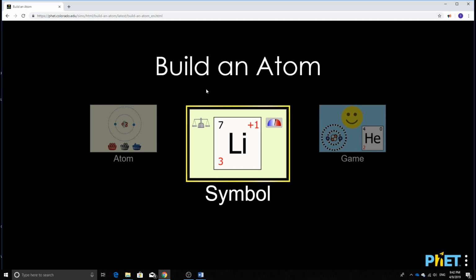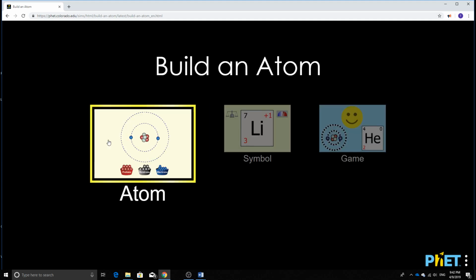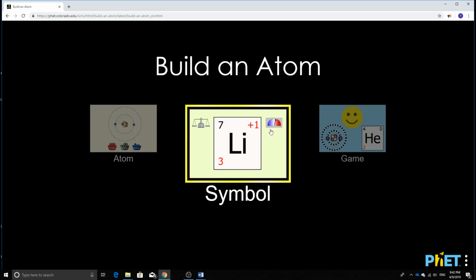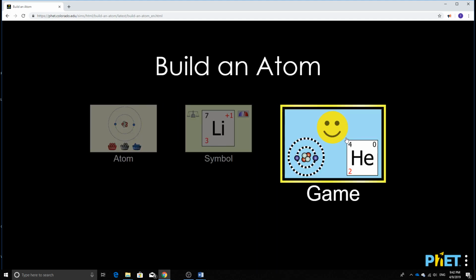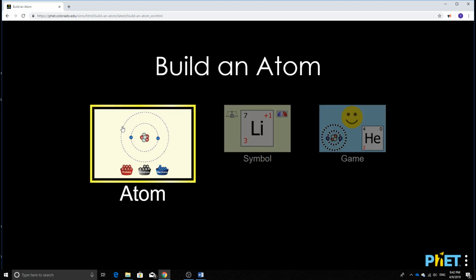Called an atom. And right now, this is the home page. I'm going to show you that you have three options to start with here: atom, symbol, and game. We're going to start exploring the atom first because this one will cover the basic structure of your atom with the three subatomic particles: protons, neutrons, electrons.